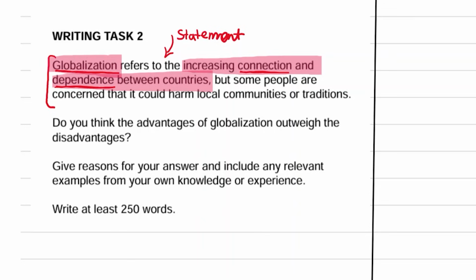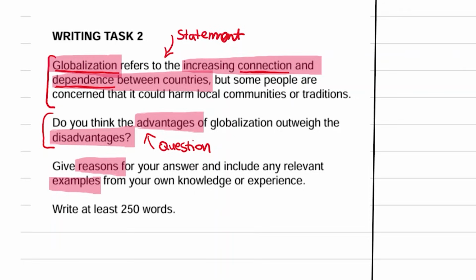After the statement is a question. This one is, do you think the advantages of globalization outweigh the disadvantages? You can tell the question type because the words advantages and disadvantages are in the question. Now you know that this is an advantages-disadvantages question. You also have to give reasons for your answer and include any relevant examples from your own knowledge or experience. The instructions further tell you to write at least 250 words, so we have to keep this in mind. I'm now going to show you how to write a Band 9 answer to this question.